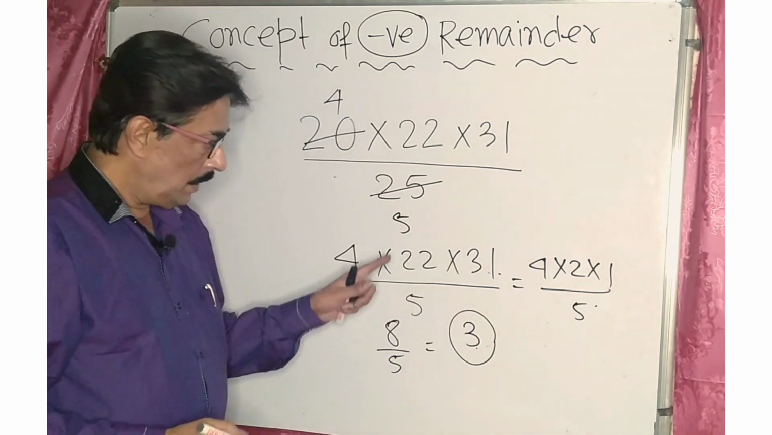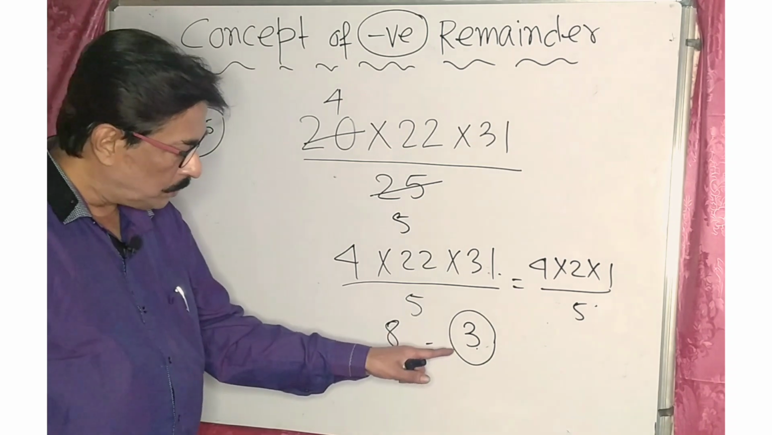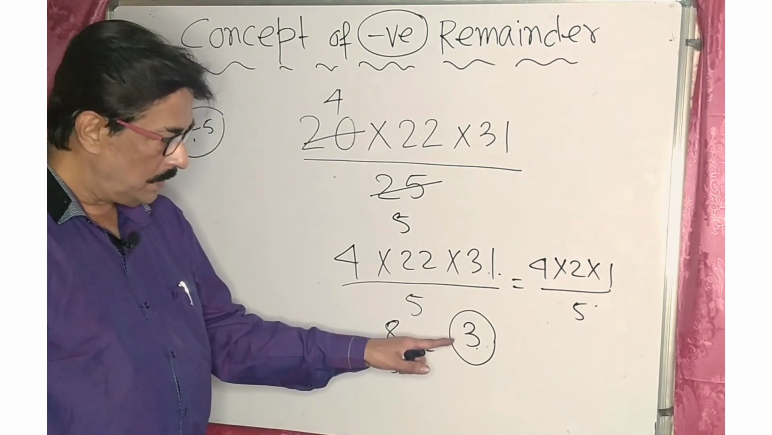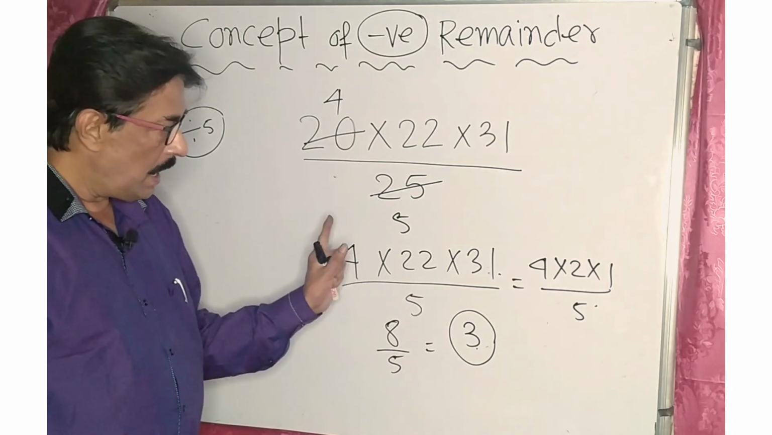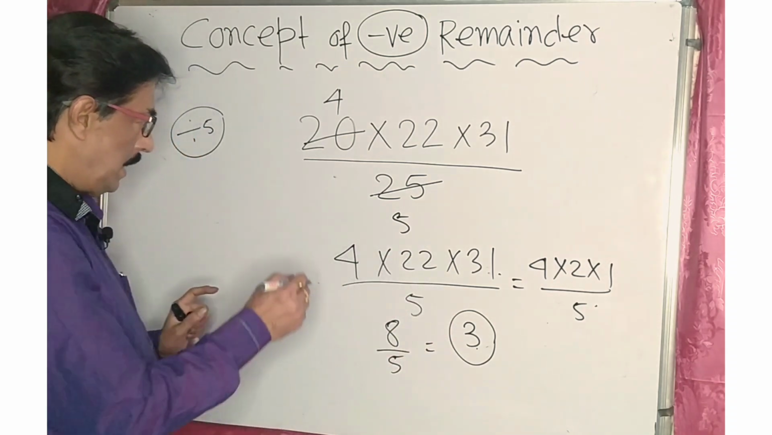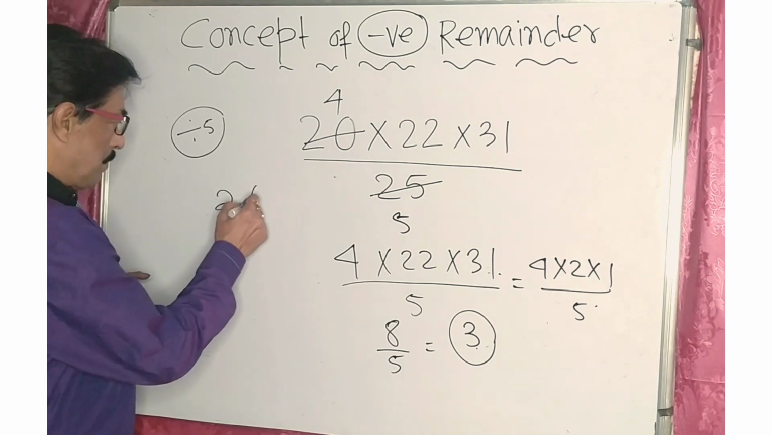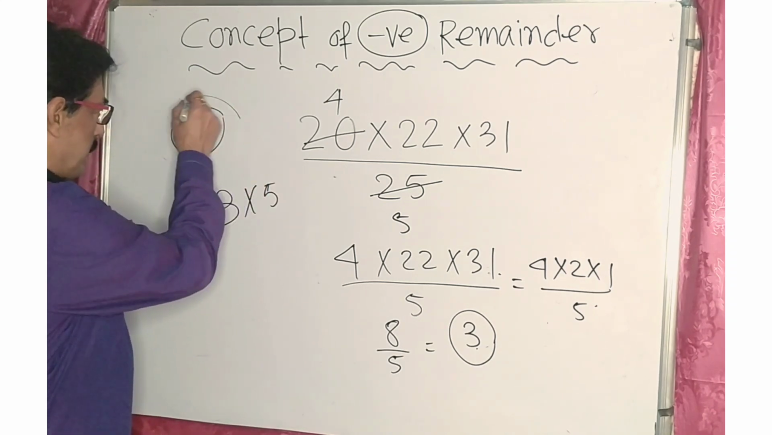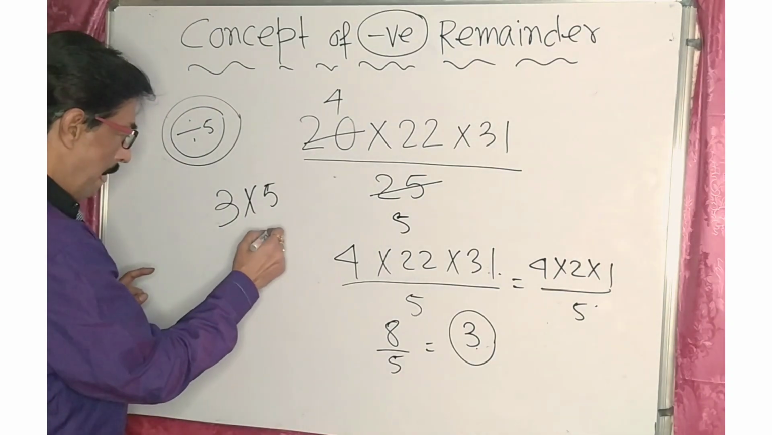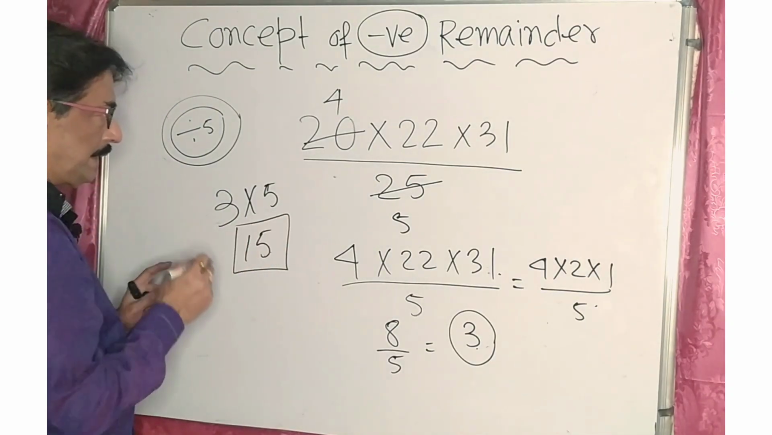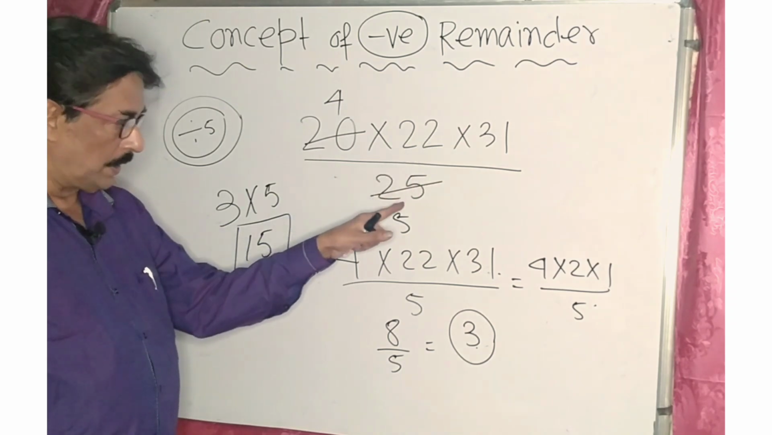Now, you have to find out what will be the remainder when the number is divided by 25. Remember, after getting this number, you have to multiply again by 5, by which you have cancelled. So 3 into 5, result is 15. Ultimate remainder is 15 when the given expression is divided by 25.